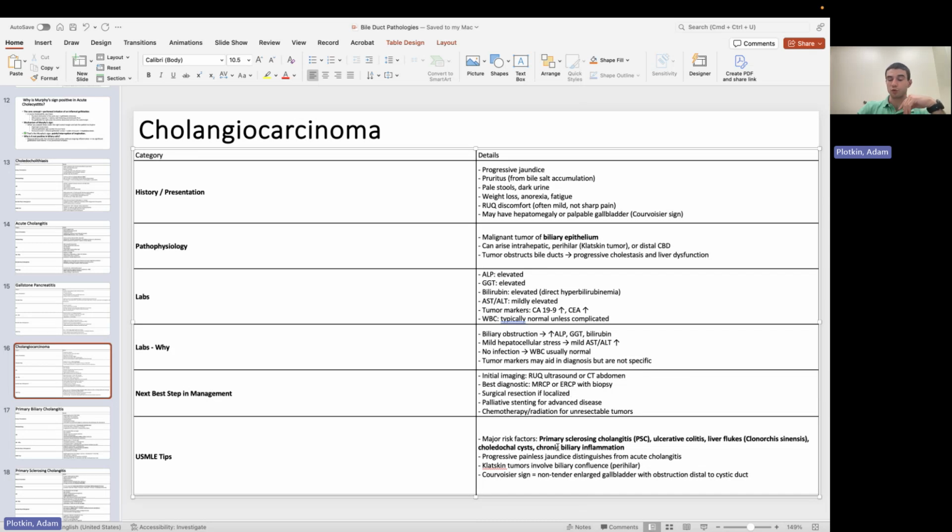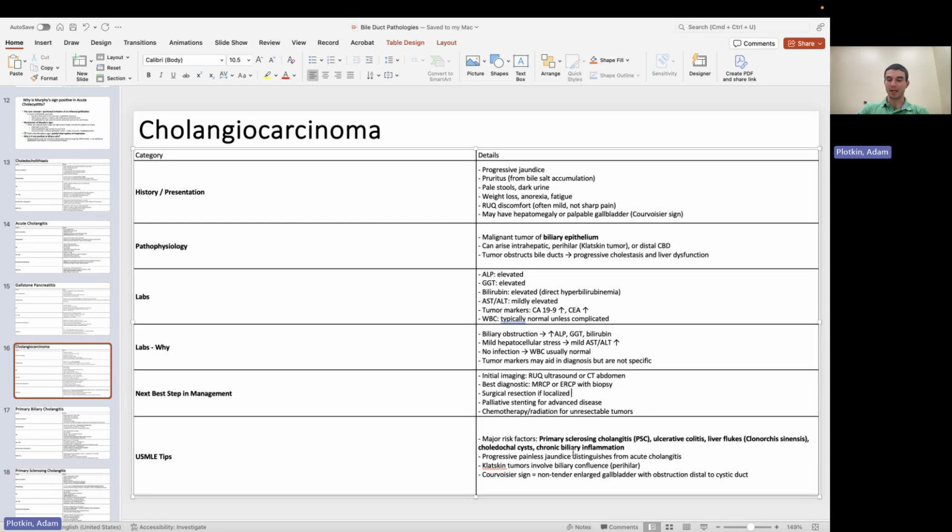So major risk factors, remember, cholangiocarcinoma loves to run with PSC and PSC loves to run with UC. So in my head, I always put those together: cholangiocarcinoma, PSC, and UC. Liver flukes, like Clonorchis sinensis, which I can't even say, can also predispose to cholangiocarcinoma. Choledochal cysts and chronic biliary inflammation can all predispose to cholangiocarcinoma, which again is a malignant tumor of the biliary epithelium.